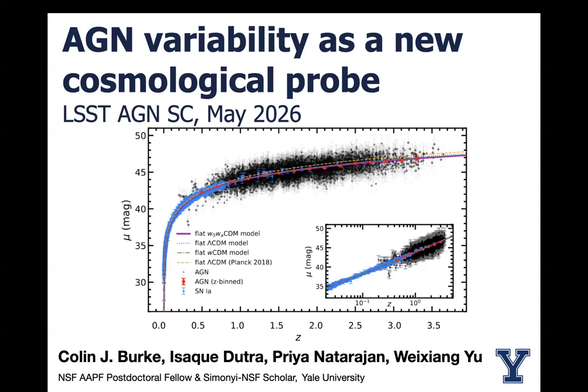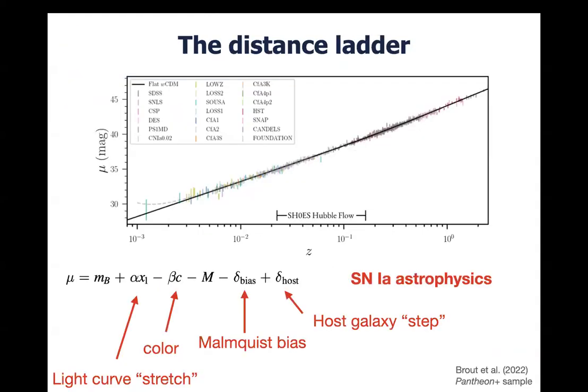Okay, thank you, Neil. Thanks everyone for having me. This is work that I did with Iossif, who's a graduate student at Yale, Priya Natarajan, and Wei-Chang Yu. We are trying to turn AGN variability into a cosmological probe to get beyond what we can do with other low redshift probes like Type Ia supernovae. I had to learn a lot of cosmology to do this project, so that was fun.